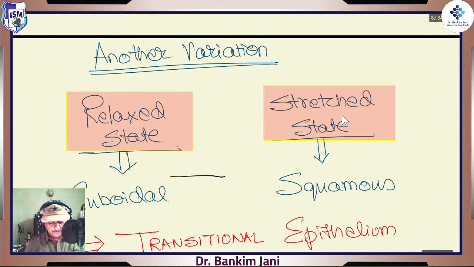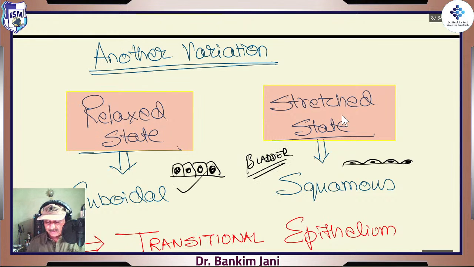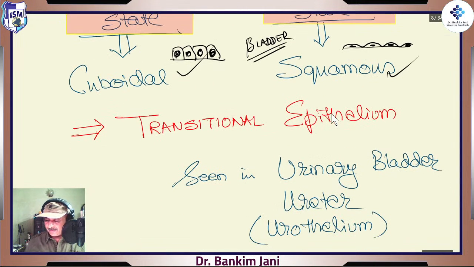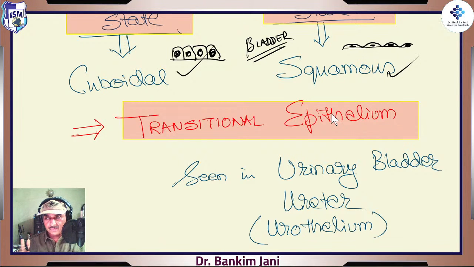Because when this surface is relaxed, it is like this, with big nuclei. And when the same surface is stretched, the cells will be stretched like this, and it looks like this. In reality, it happens in the urinary bladder. When the urinary bladder is relaxed, it is like this. When it is stretched, it is like this. So what name to be given? We can't give any name. Because it is in between, whenever things are like that, we give the name transitional epithelium.